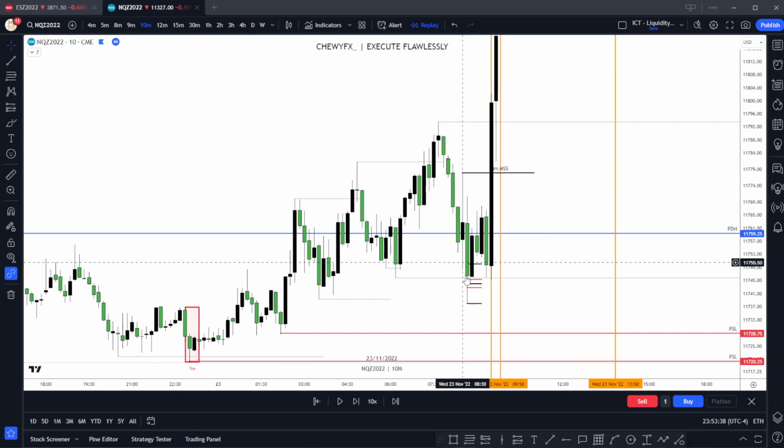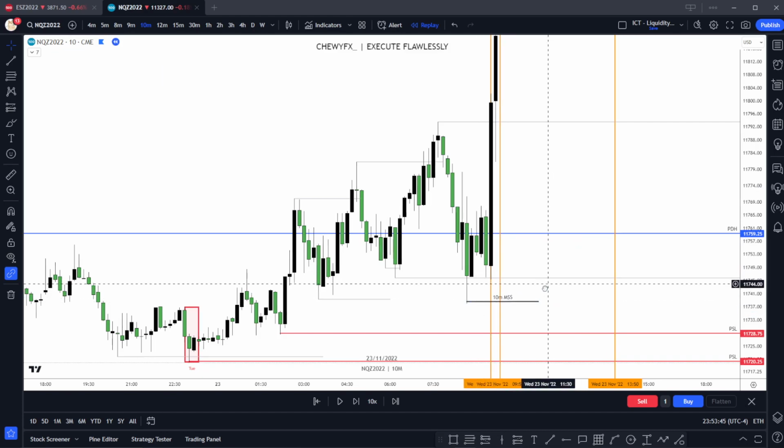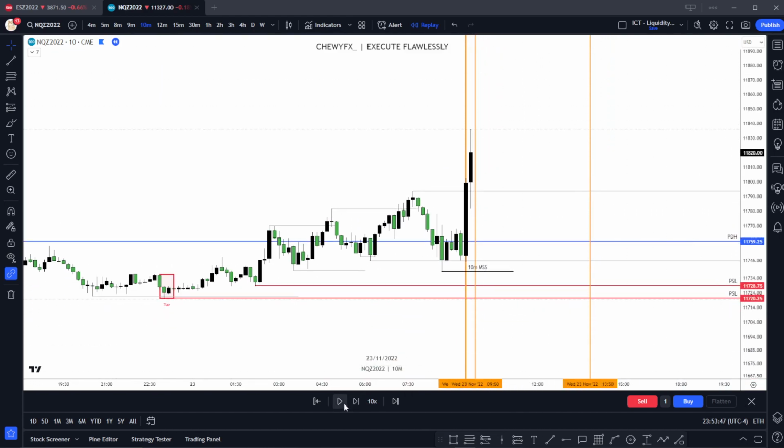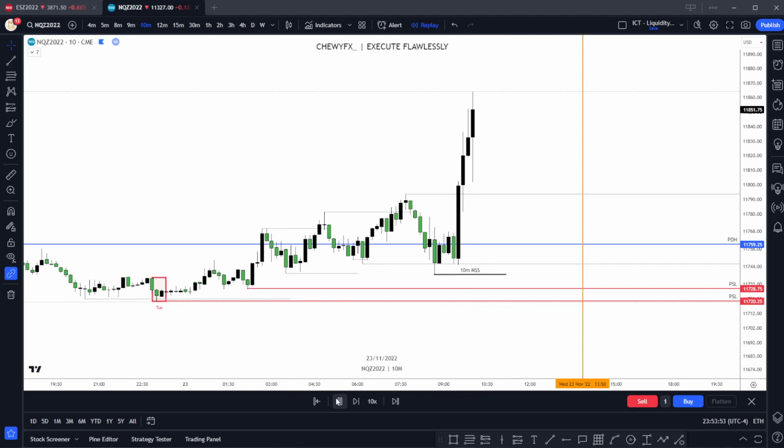Okay, so we broke that. Now we could potentially look for another entry, which could be at this point here. So we can delete all these lines because they were just for us to see when news was.